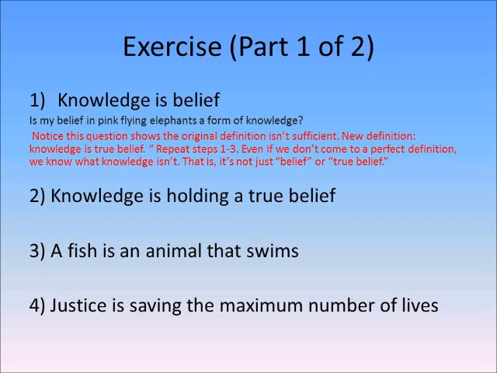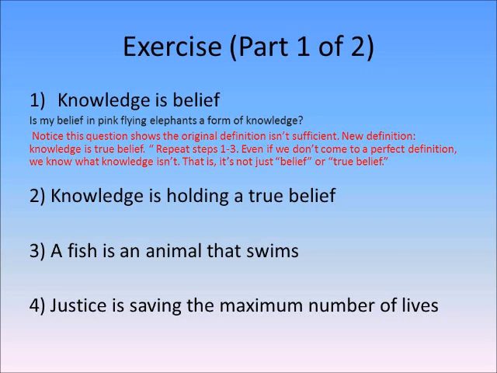Look at number 4. Justice is saving the maximum number of lives. See if you can think of an exception and then ask it in the form of a question in order to engage in the Socratic method. And I think here's a possible answer. Would it be justice to steal the organs of a healthy person to save 5 sick people? And I think most of you would say no. So in your opinion, justice is not just about saving the maximum number of lives.